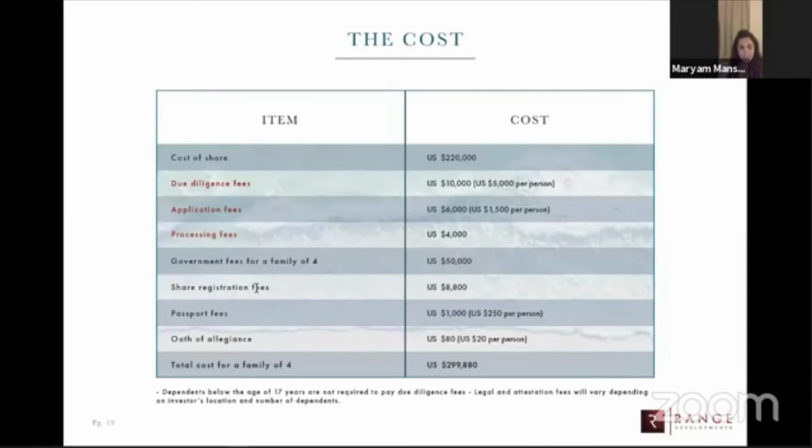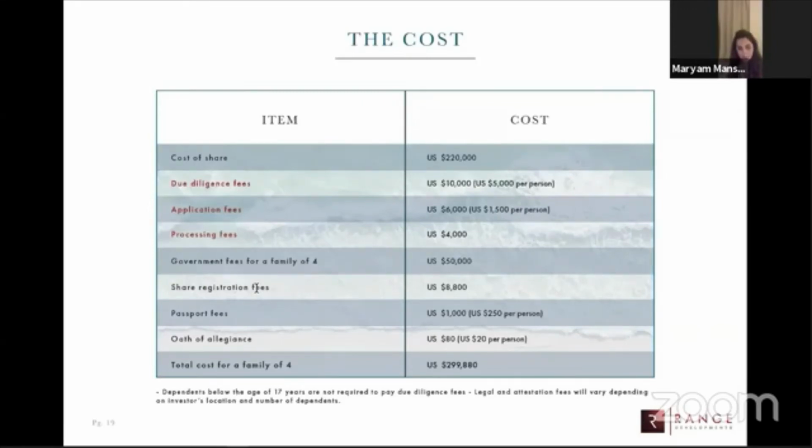When clients ask us, so how much would it cost me? An average family of 4 is husband, wife, and 2 children. This calculation is based on their children being minors, meaning under the age of 16, as Grenada dictates. So the investment amount is $220,000. They have to pay due diligence fees, application fees, processing fees. Government fees for a family of 4 is $50,000. They pay $8,800 for their share registration. This is because they become an owner. So they are an equity partner in the hotel, one out of the 575 that's been assigned to this project.